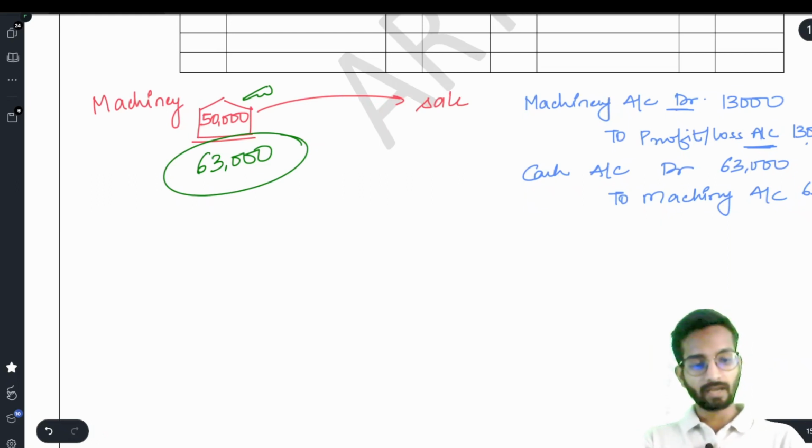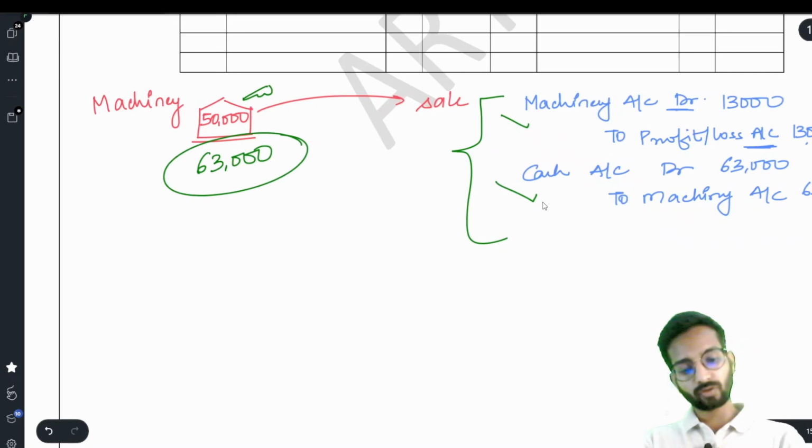63,000. Now understand, first I increased the value of my machinery account. After that you can make the sale: cash account debit to machinery 63. This is the original transaction, or you can say this is the original thing happening in the market. But in our books, they are directly writing the combined entry.